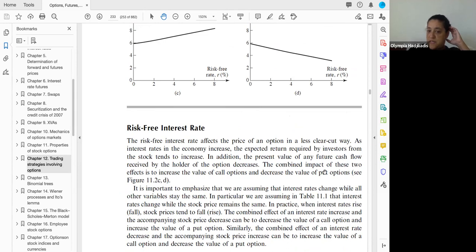We are assuming that interest rates change while the stock price remains the same. In practice, when interest rates rise, stock prices tend to fall. When interest rates fall, stock prices tend to rise. The combined effect of an interest rate increase and the accompanying stock price decrease can be to decrease the value of a call option and increase the value of a put option. Similarly, the combined effect of an interest rate decrease and the accompanying stock price increase can be to increase the value of a call option and decrease the value of a put option. So that's what usually happens.